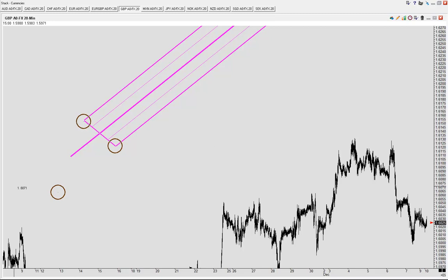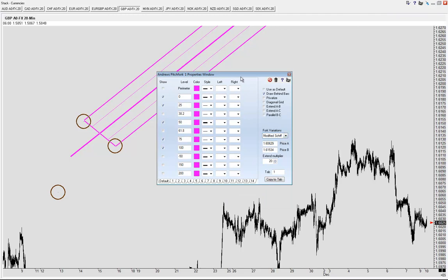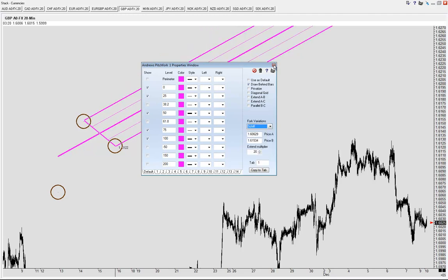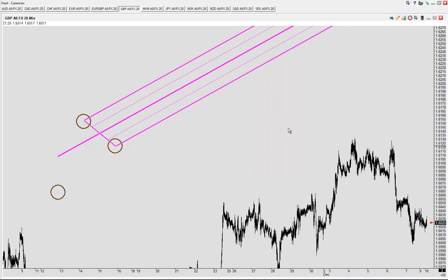The third variant is a regular Schiff. It's not a modified Schiff, it's a regular Schiff. I'm going to put that on right now. And you can see in Ensign, I have the ability to pick an Andrews, a Schiff, or a modified Schiff, and actually lots of other esoteric versions. These are the three that I use: Andrews, Schiff, and modified Schiff. I'll make it a Schiff. And what you can see immediately is that the fork is even less steep.